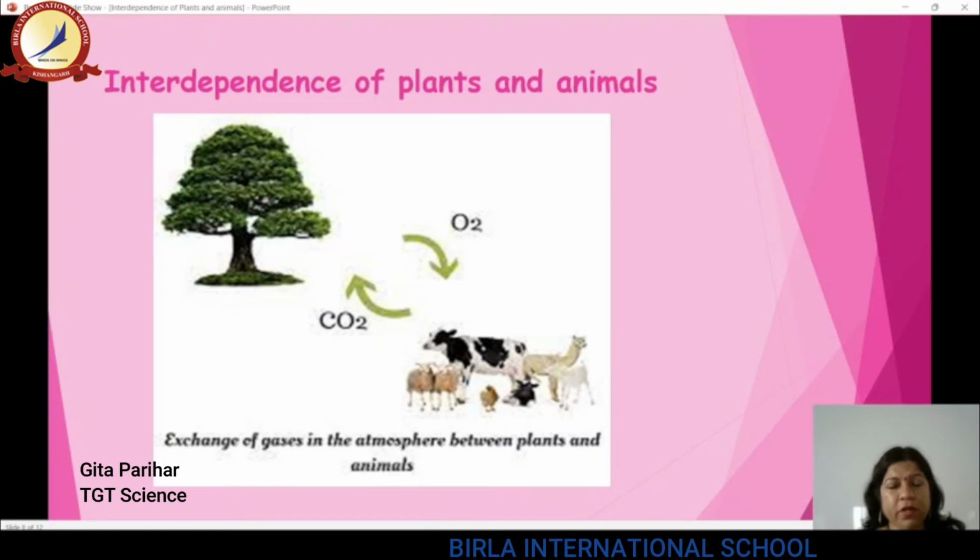So we have learnt that during the daytime, the plants are performing photosynthesis. So they take carbon dioxide from the atmosphere and they release oxygen gas. This oxygen gas is utilized by the human beings and the animals for the process of respiration, and they release carbon dioxide gas. This carbon dioxide gas is again taken up by the plants during photosynthesis.